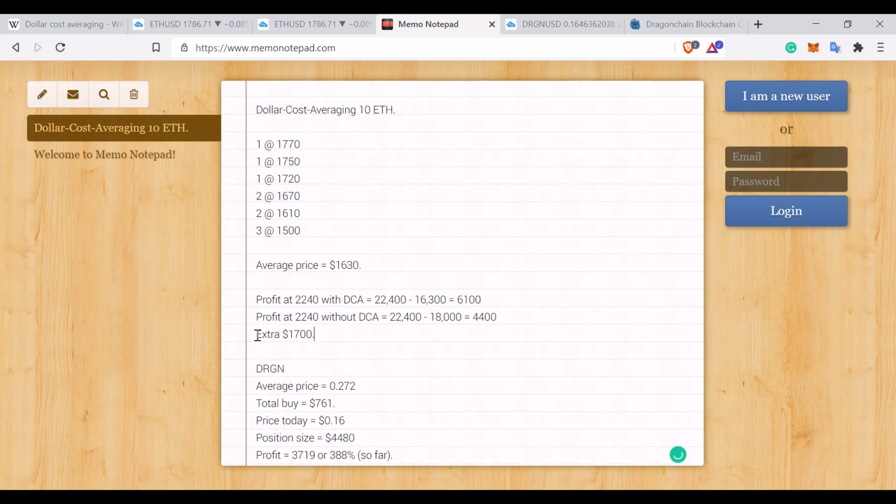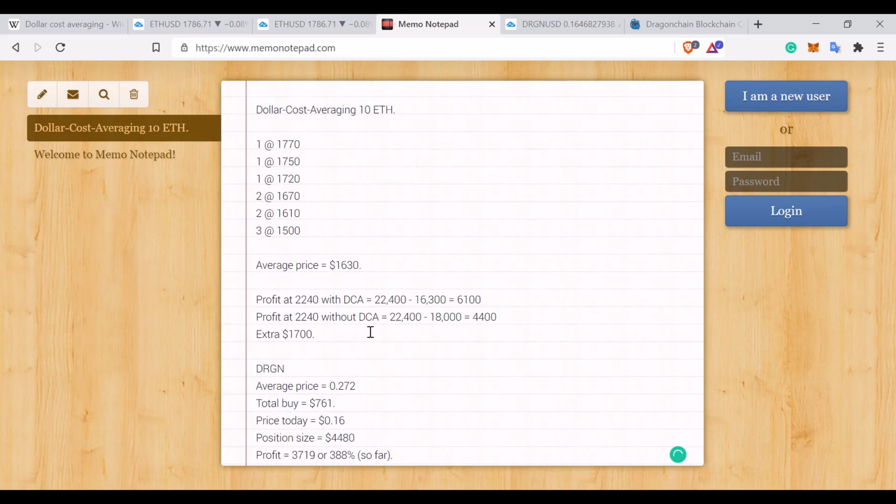So you're effectively getting an extra $1,700 purely from doing dollar cost averaging. So you're not only reducing your risk, you're also making it more likely that you'll make more profit if we do break that resistance level. Okay, so it's a good all-round technique.